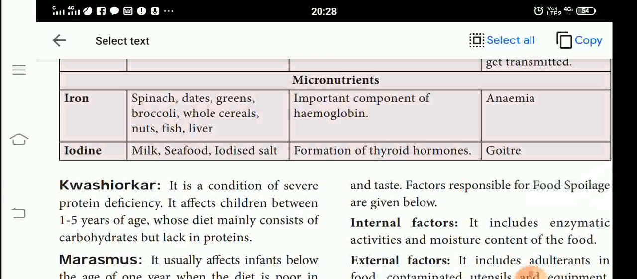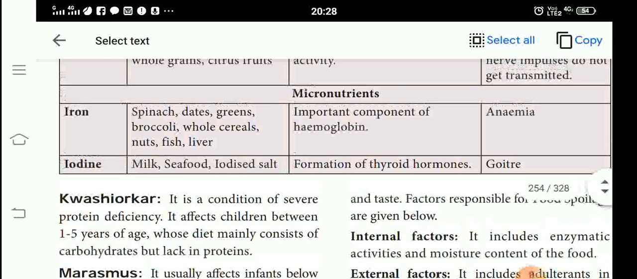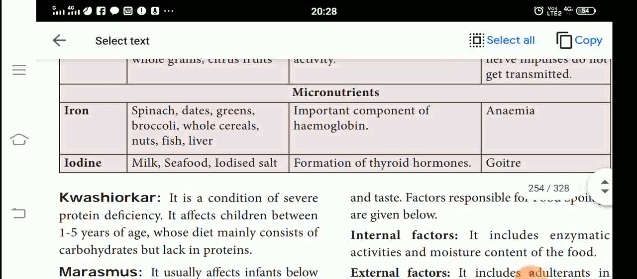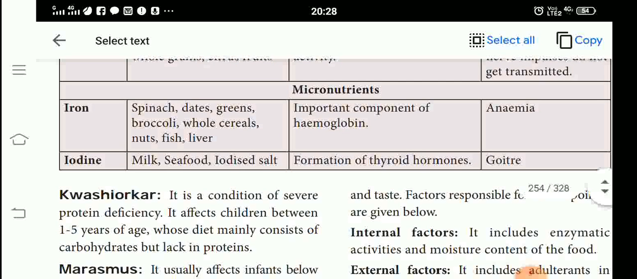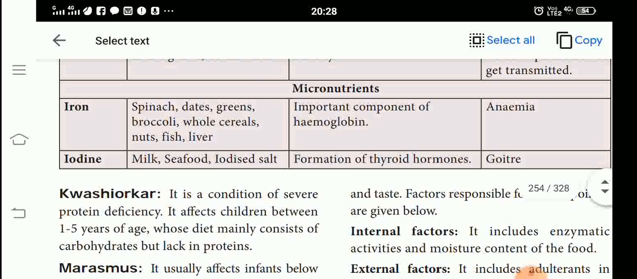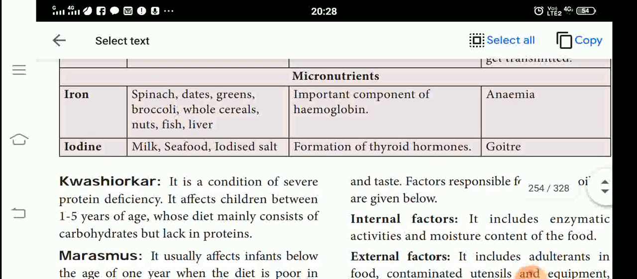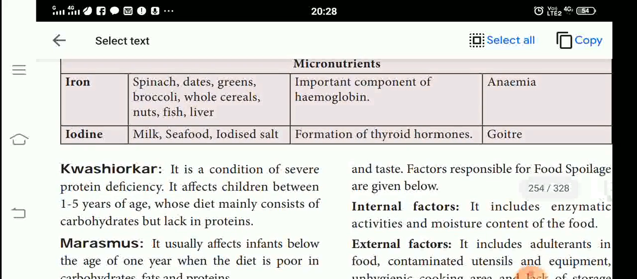Iodine mainly helps in the formation of thyroid hormone. Where is thyroid hormone secreted? It is present in the throat, the thyroid gland. The thyroid gland itself produces the thyroid hormone, which supports the normal functioning of calcium and mineral metabolism. If the thyroid hormone is not secreted, a goiter will form.